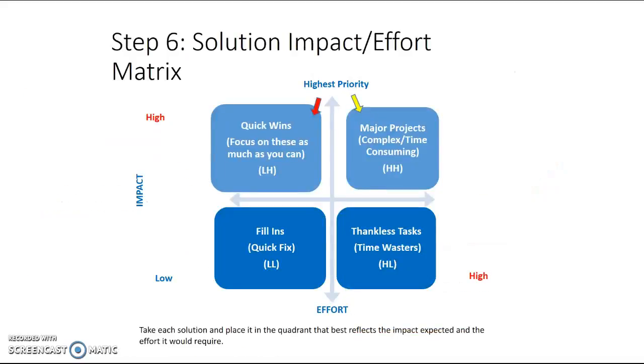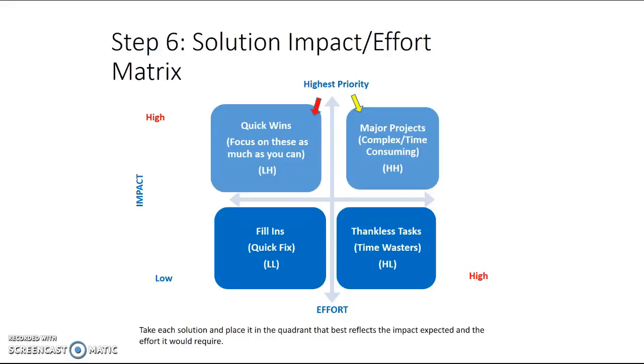Another tool that can be used is the impact effort matrix. And this helps you prioritize your action plan. So you take your Post-it notes and you put them in one of the 4 quadrants. You want to really focus on the solutions in the top left. These are your quick wins. These are things that are high impact. They're going to have a high improvement rate, but they're going to be low effort and low cost generally.